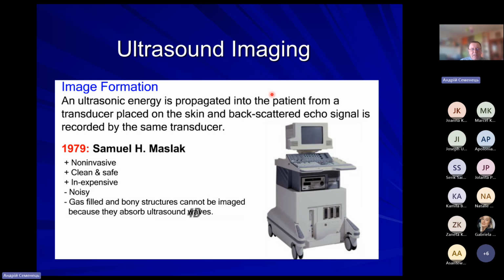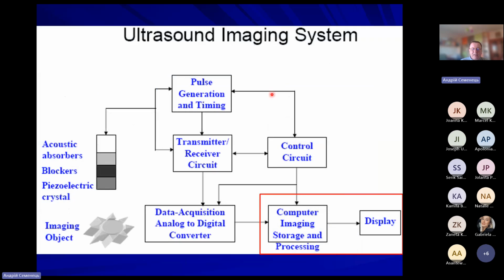A little bit different principles are used in ultrasonic imaging. The signal is propagated into the patient from a transducer placed on the skin, and the backscattered echo signal is recorded. It's non-invasive, much cleaner, and comparatively safe compared to attenuation-based images like CT scans and so on. Usual components of an ultrasound image meshing.